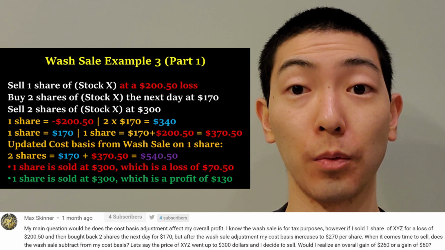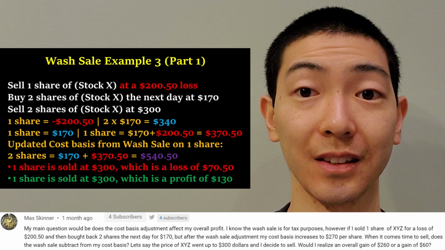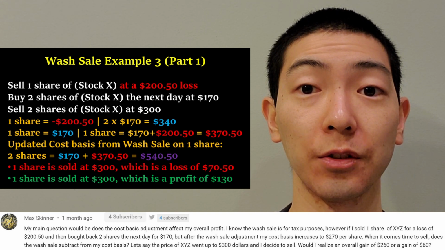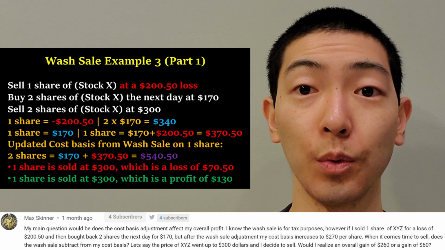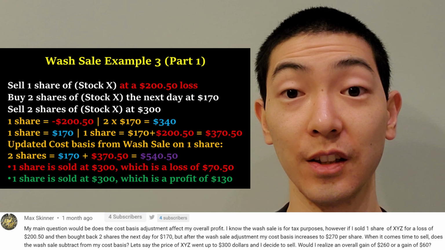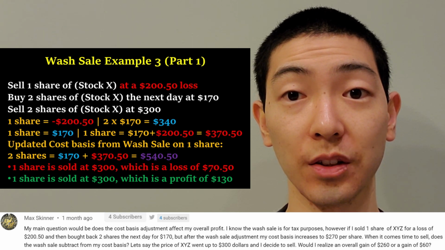The cost basis on one of the 2 shares in this example should be $170 as expected, and the other share should have the wash sale adjusted cost basis to $370.50, which adds the $200.50 loss to the $170. This only happened on one share because only one share was sold at a loss.